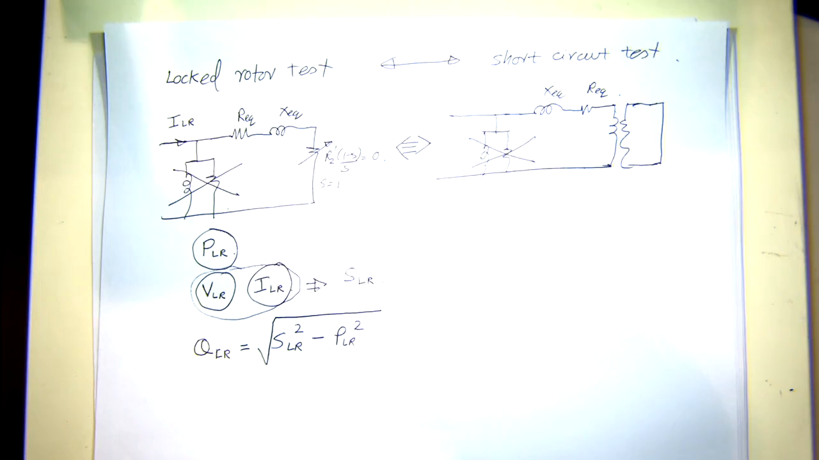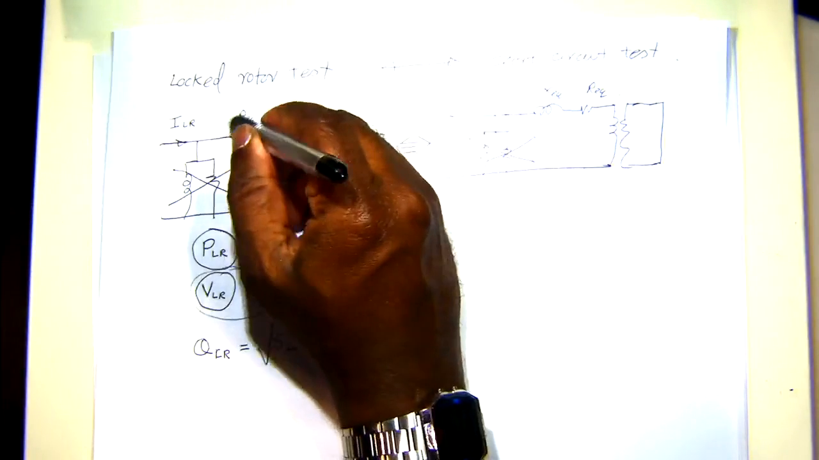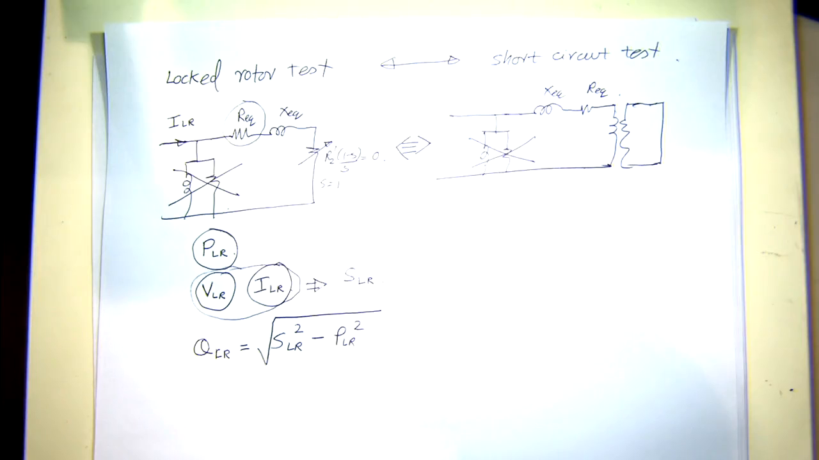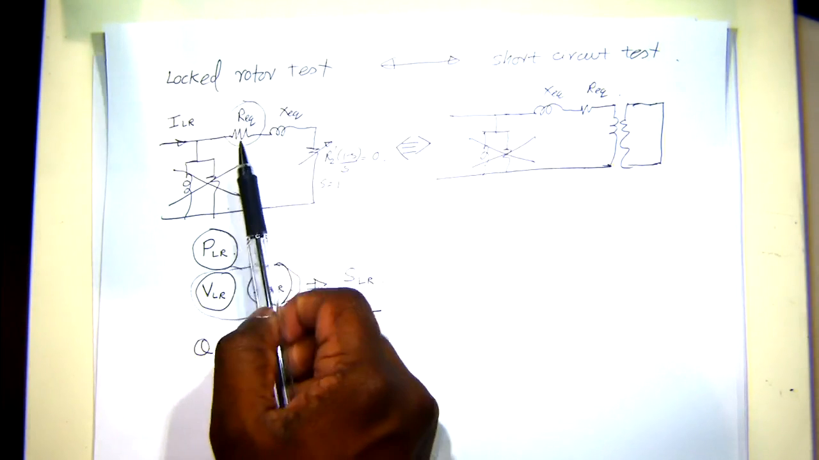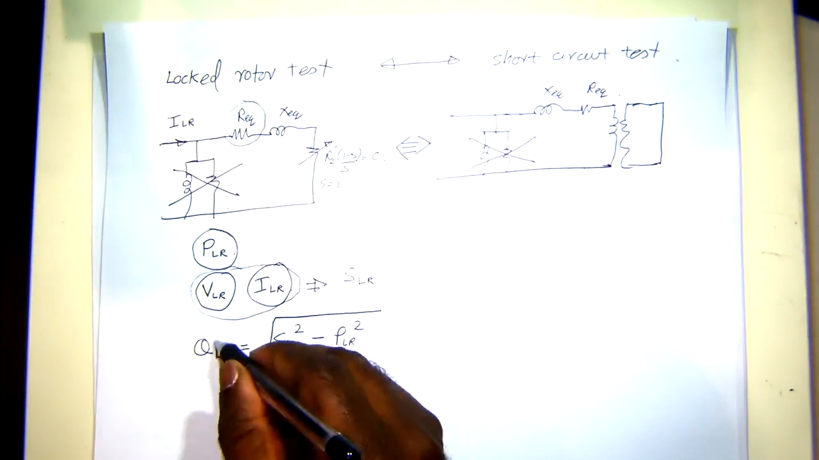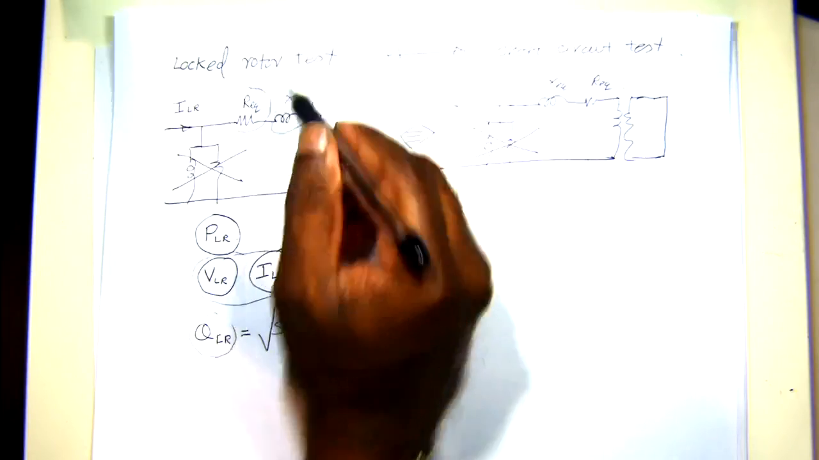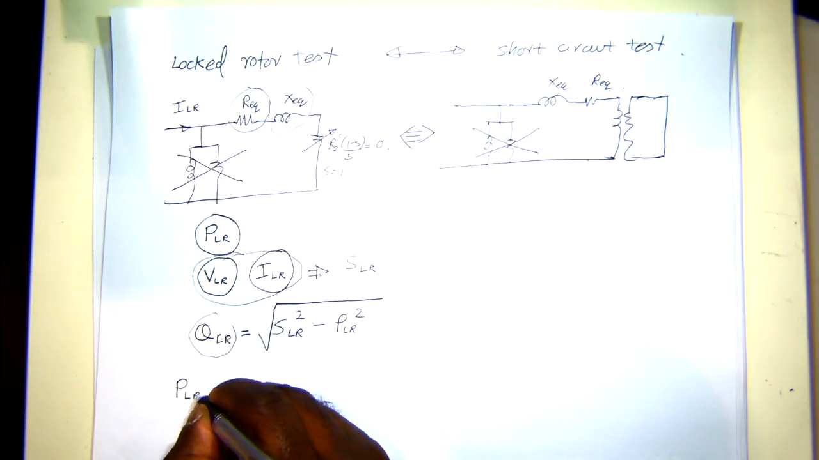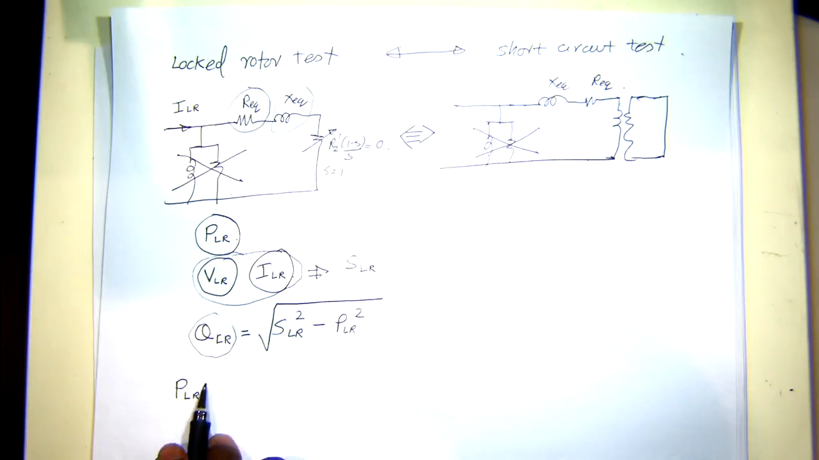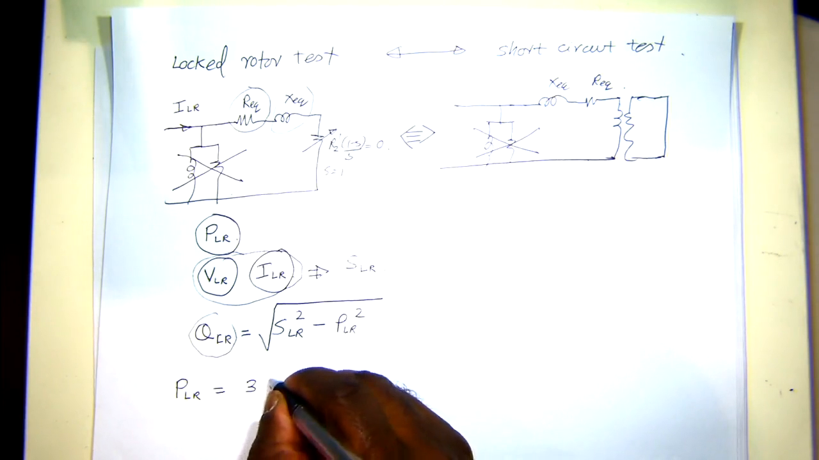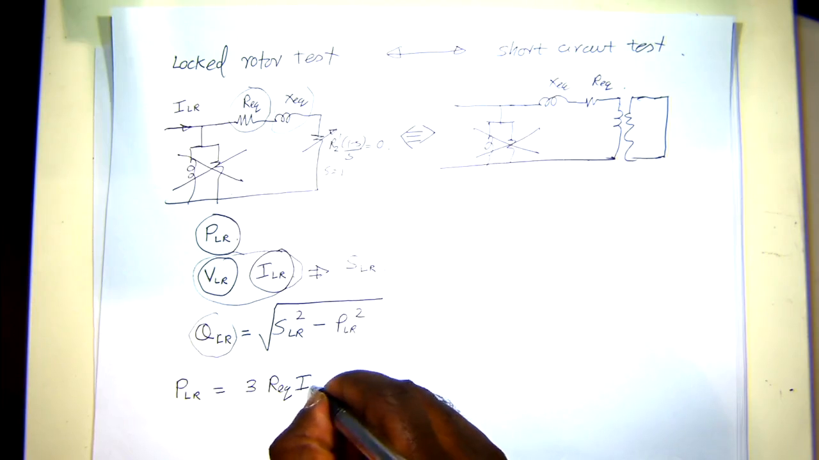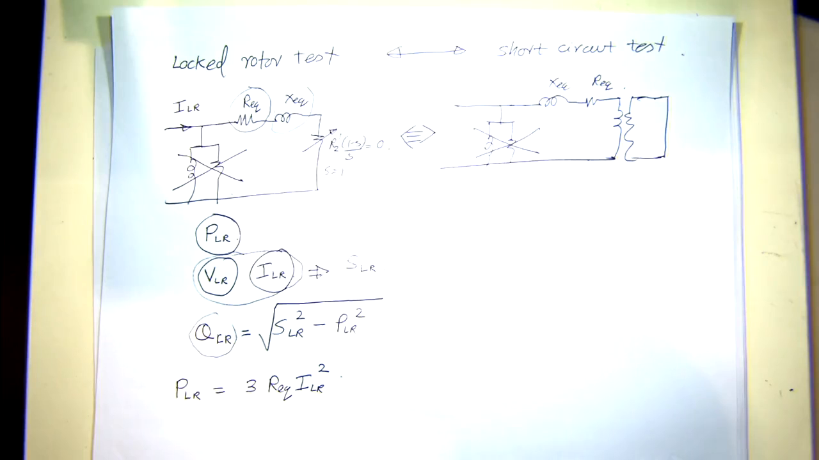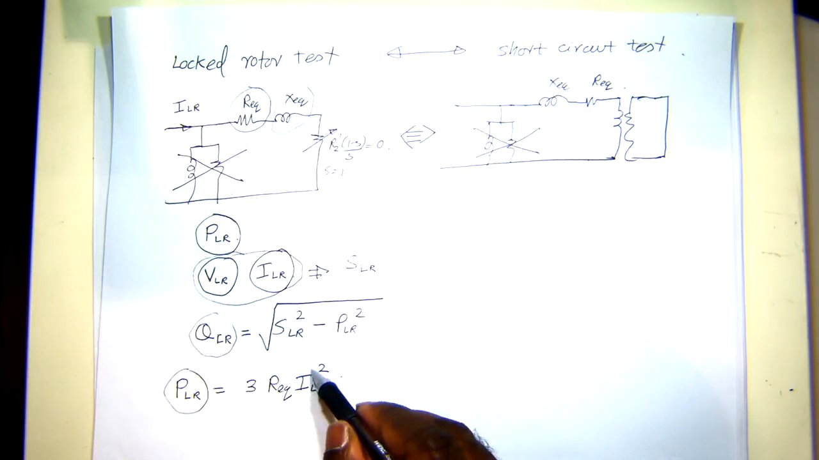Then your real power measurement will correspond to the power losses in this particular element. That's the series resistance, winding resistance. And the reactive power will correspond to the leakage reactances. So then you can write P LR, the real power measured during the lock rotor test, is equal to 3 times R EQ I lock rotor squared. So this is the real power measurement.